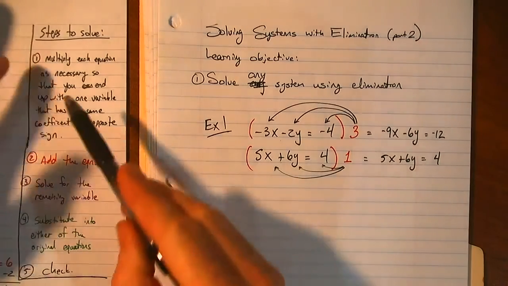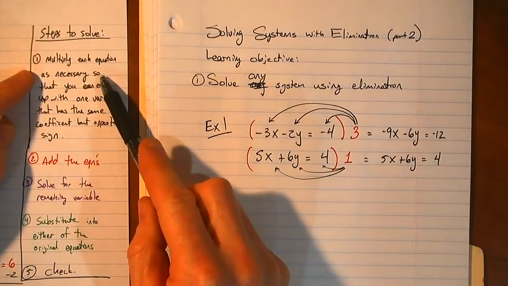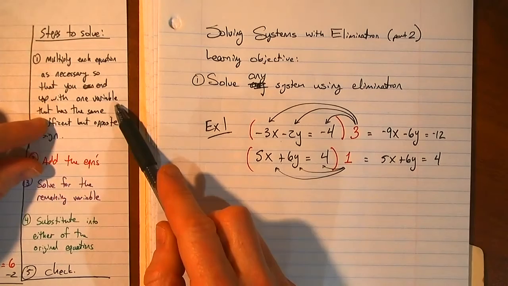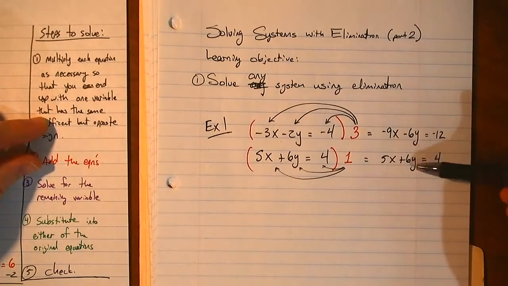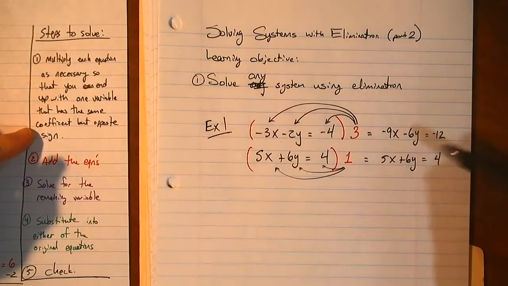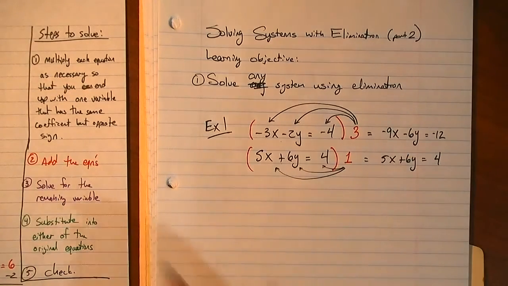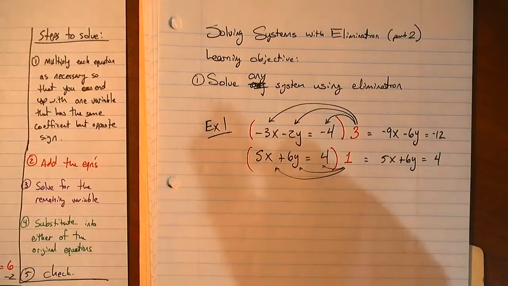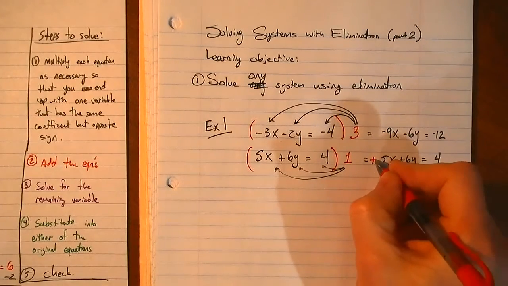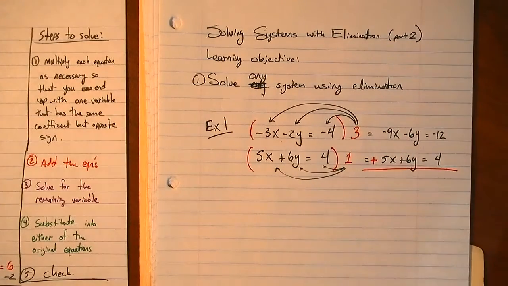Okay, so I've done step 1. I've multiplied each equation so that we end up with one variable with the same coefficient. Our y's both have a coefficient of 6, but they have opposite signs. This one's negative, this one's positive. So we've achieved that. Next thing is add the equations together. So I'm just going to put a plus sign right here, draw a line. We're going to add the equations together.